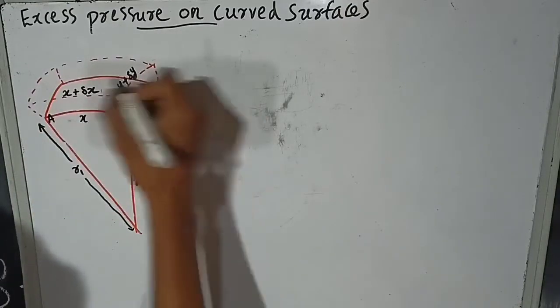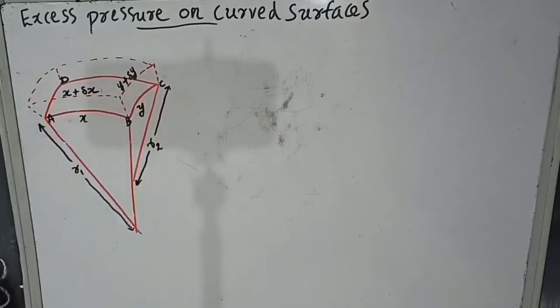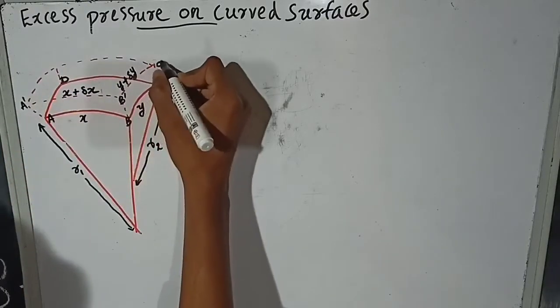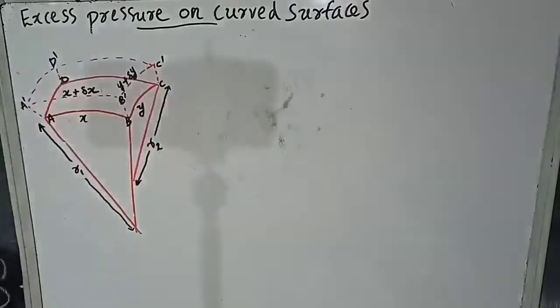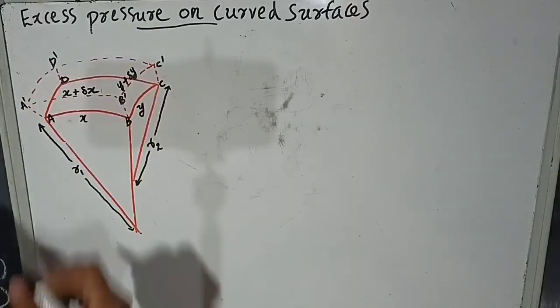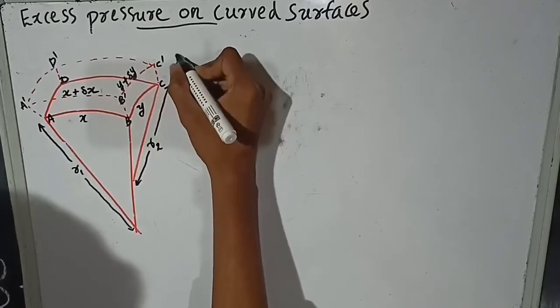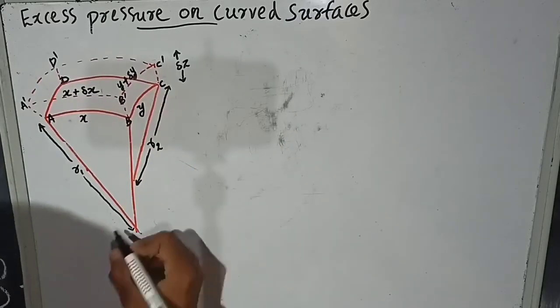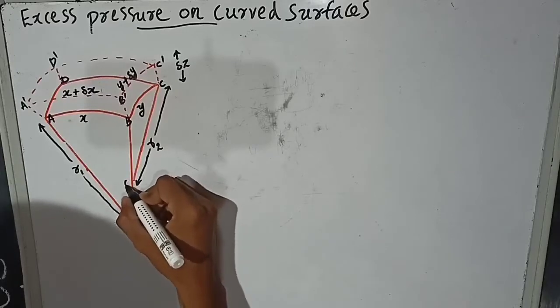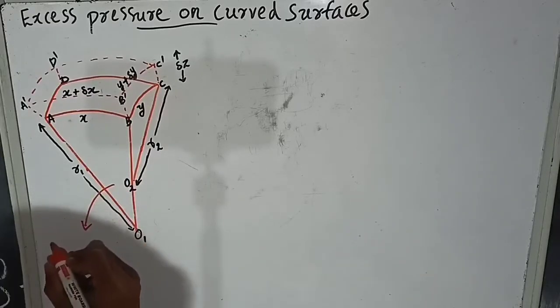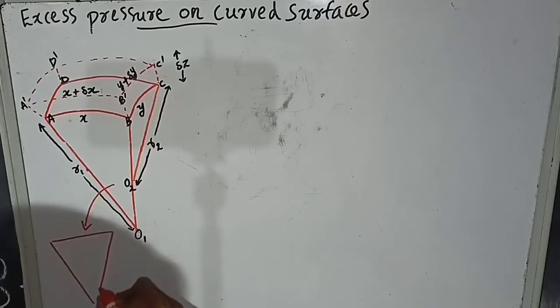Let's denote this unexpanded area by A, B, C, D and this expanded area by A dash, B dash, C dash, D dash. And let's take this normal distance between expanded and unexpanded surface to be delta z. Let's denote this origin as O1 and this origin as O2. Let me draw this triangular shape as a separate figure.